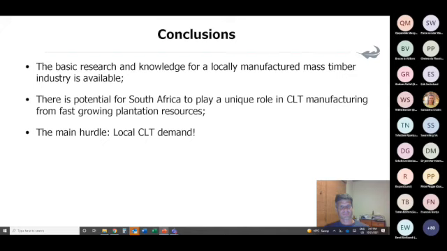In conclusion then, I think firstly, the basic research and knowledge for locally manufactured mass timber is available. Secondly, I think there's a potential for South Africa to play a unique role in CLT manufacturing from plantation resources, and maybe even become a leader in that. And then finally, the main hurdle is we need a local CLT demand, and that's of course also why we have this webinar. Thank you.